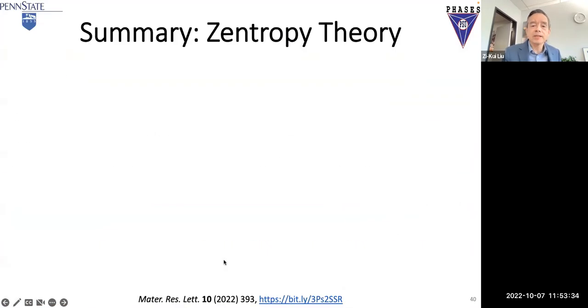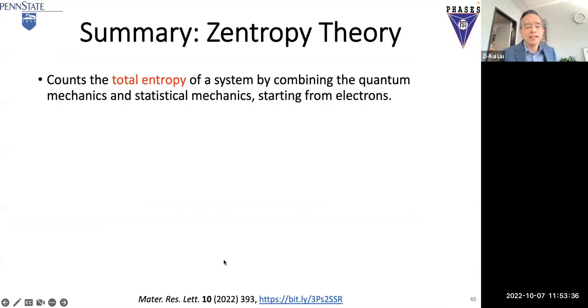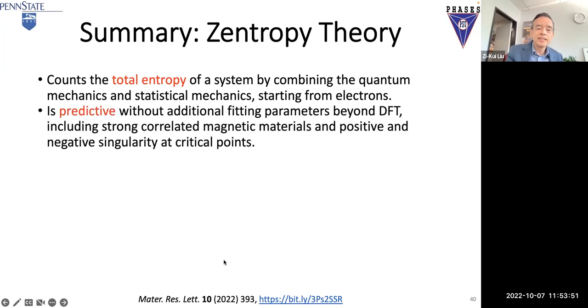All right, for that one, I'm going to summarize. Talk about the entropy theory. It counts the total entropy of a system by combining quantum mechanics and statistical mechanics. You can start from electrons going all the way to whatever scale you have. So it's a nested formula. The second one is that it is predictive. It only has an approximation from DFT, and then you need to figure out all the configurations, again, starting from the ground state. You can predict properties which you think are abnormal, like negative thermal expansion.